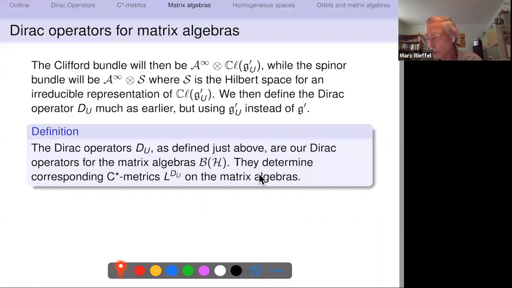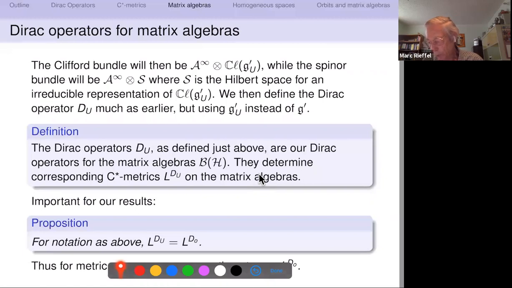For matrix algebras, our Clifford bundle, we make the small modification as needed, and similarly for the Clifford algebra and so on, always using this smaller algebra, and then the Dirac operator D_u is defined as above. These are the Dirac operators that I use for the matrix algebras. And they determine corresponding C-star metrics in exactly the way I outlined above. So the Dirac operators alluded to in the title of this talk, the Dirac operators on the matrix algebras, are obtained in this pretty simple way.